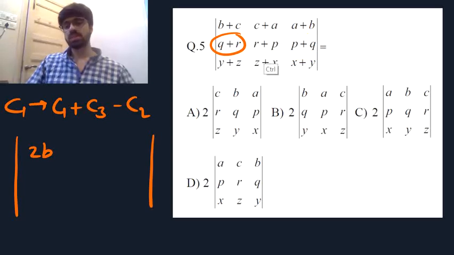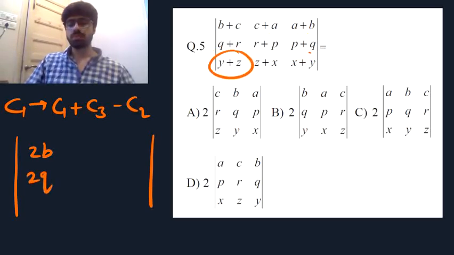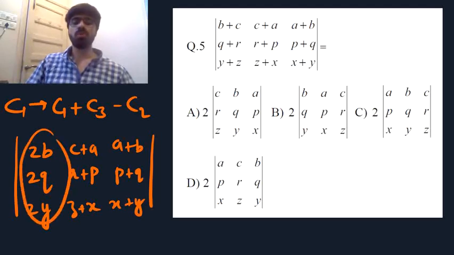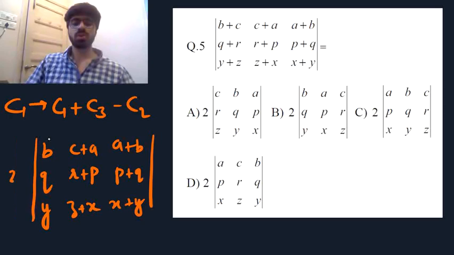This plus this minus this will give you 2Q. This plus this minus this will give you 2Y. The remaining terms are C plus A, R plus P, Z plus X, then it is A plus B, P plus Q, and X plus Y. You can pull out a 2 common from the first column and write this entire determinant as 2 into this determinant. We have BQY, but we have a BQY here also.